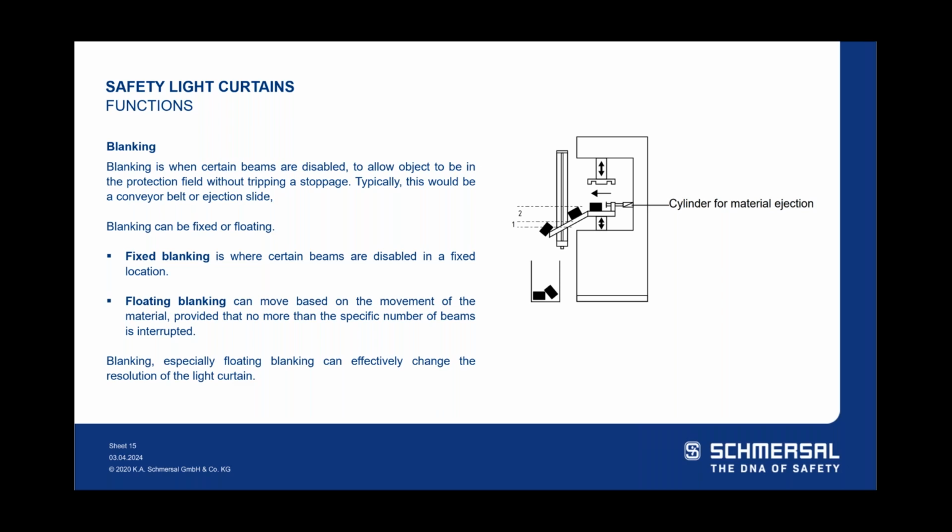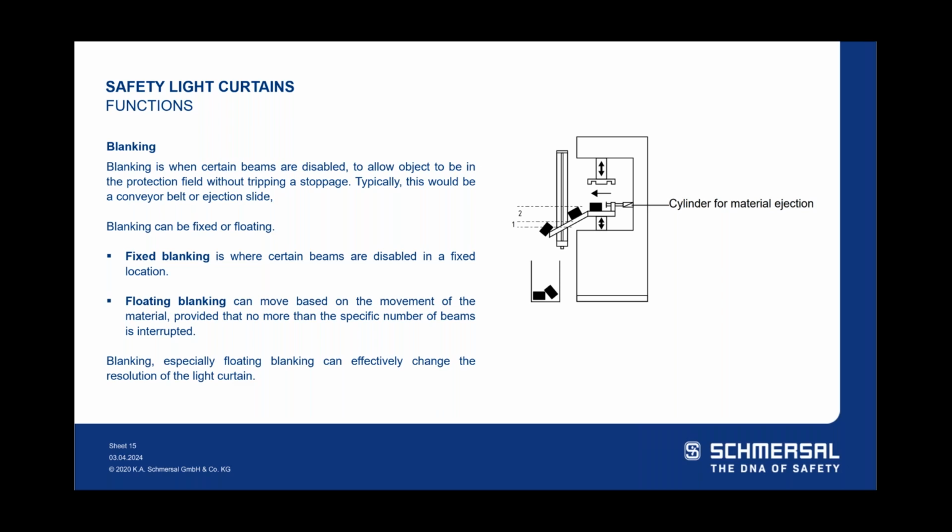Fixed blanking is you blank out those 2 beams or that 1 beam, and it's constant. It's that beam always, forever. Floating blanking means those same beams can move up and down throughout the active area of the light curtain as long as it's the same size, as long as it's the 1 or the 2 beams.